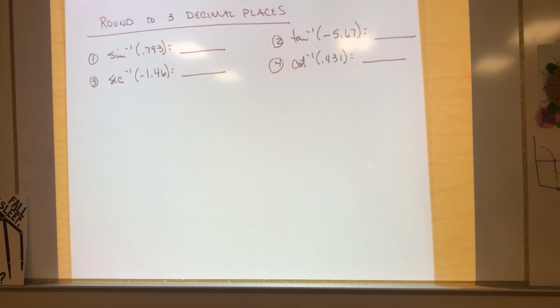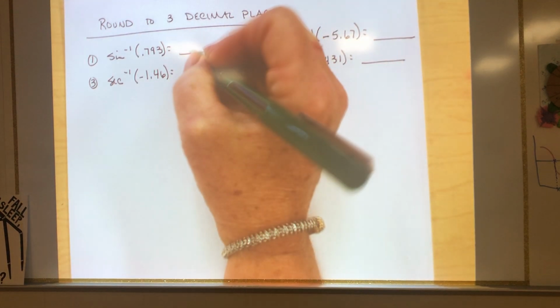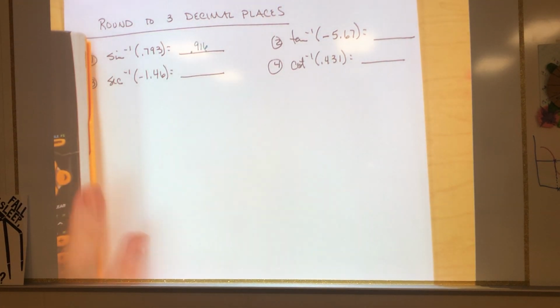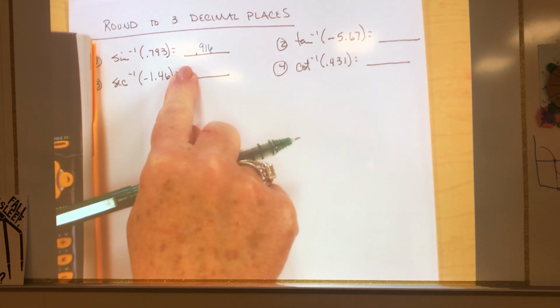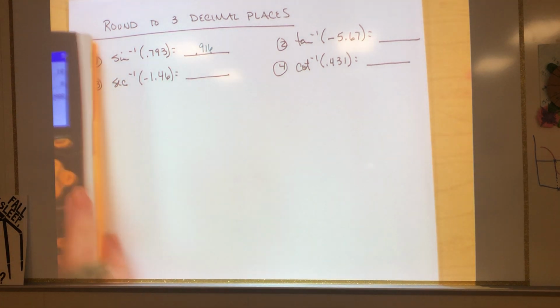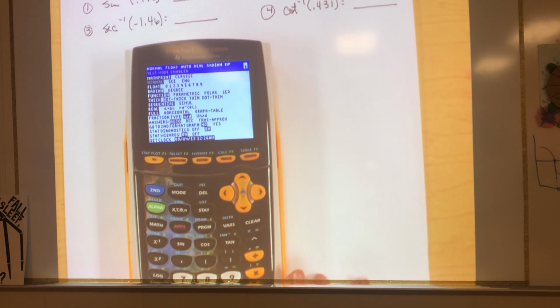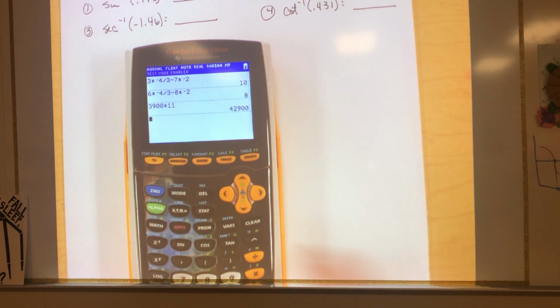Okay, ready? All right, what'd you get for number one? 0.916. Very good, 0.916. All you had to do was remember inverse functions by definition are given in radians, so your calculator should be in radians. So the very first thing I would do would be to check my calculator and make sure it was in radians, okay? The only time you will do them in degrees is when they tell you to do them in degrees.